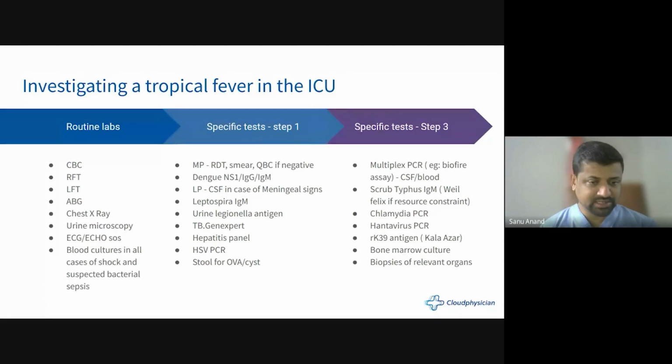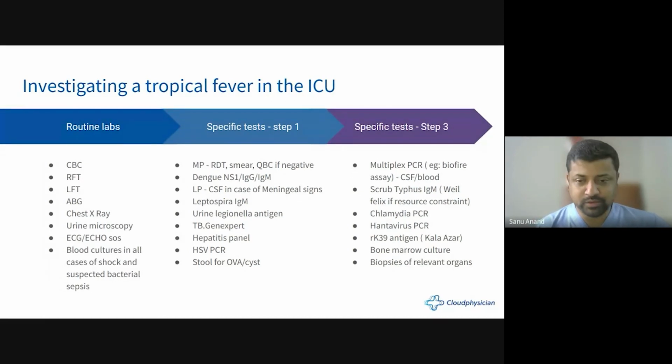Lumbar puncture and CSF in case of meningeal signs. Leptospira IgM is one of those specific tests we need to start with, particularly if the patient has liver function abnormalities or conjunctival suffusion, for example. Now, urine Legionella antigen is available in a lot of places, and please do send it, particularly in patients whose presentation is pneumonia. TB GeneXpert, again, for relevant presentations.